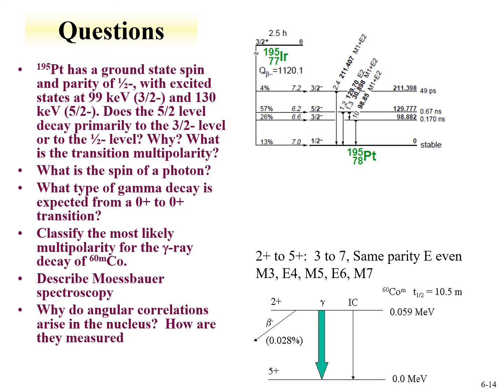You should also be able to describe Moessbauer spectroscopy, which was just done in the previous lecture, and also in the previous lecture we discussed angular correlations. How are they measured? By aligning the nuclei.